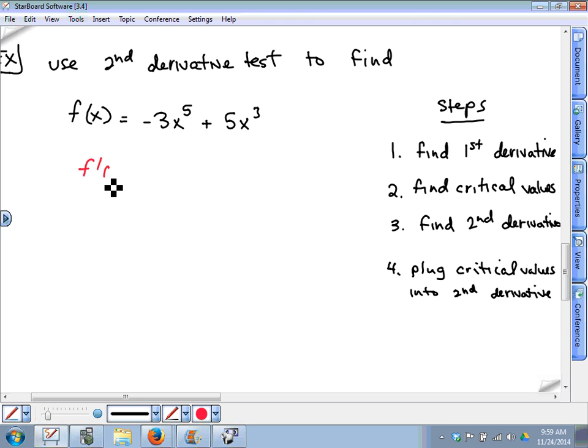Alright, so f prime. This is a pretty easy one, right? Negative 15x to the fourth plus 15x squared. Now, before we jump right into the second derivative, let's find the critical numbers.